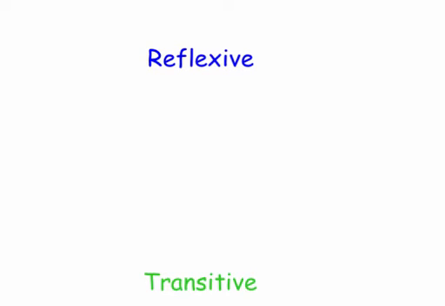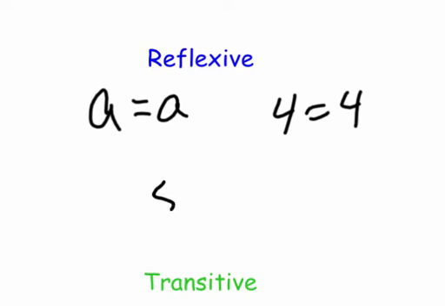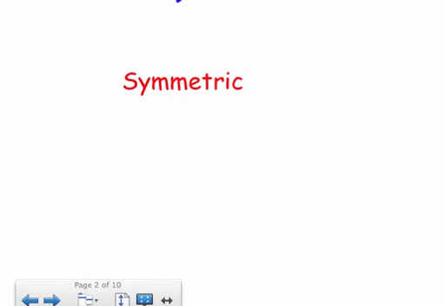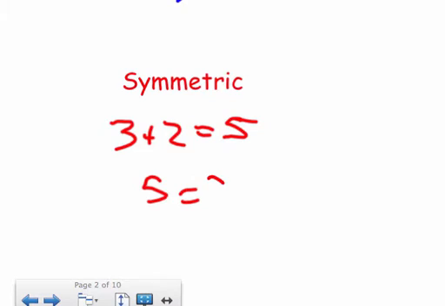Reflexive, over here, that's just saying it's equal to itself. So A is equal to A, right? 4 is equal to 4. 8 plus 3 is equal to 8 plus 3. Just the same thing. Symmetric, it's kind of like reflexive, but you're basically saying I can just flip-flop the stuff on either side of the equal sign. So if I say 3 plus 2 equals 5, I can flip that around and say 5 equals 3 plus 2. So it doesn't matter what's on the left and right side of the equal sign, because you can flip them around, right?